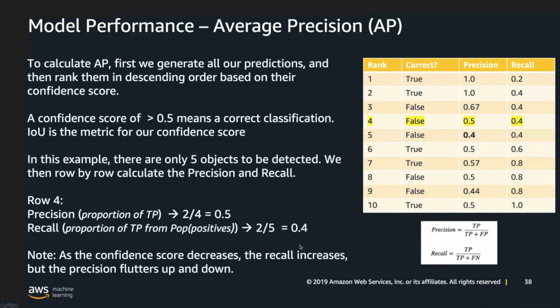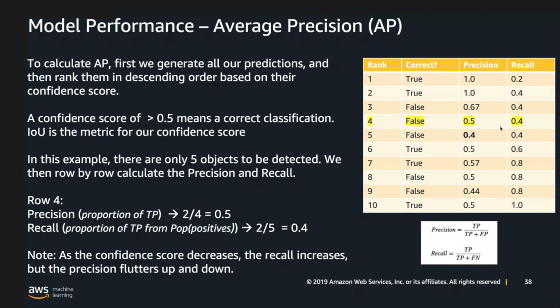As we see here, if we take row 4, the precision is the proportion of true positives. We know there are 2 true positives out of 4 in total so far, so it's 0.5. The recall is the proportion of true positives from the population of total positives. We know there are 5 total positives in our data set, and up to row 4 only 2 have been found, so our recall is 2 over 5, which is 0.4. So we build this table of precision and recall scores based on the decreasing confidence score.